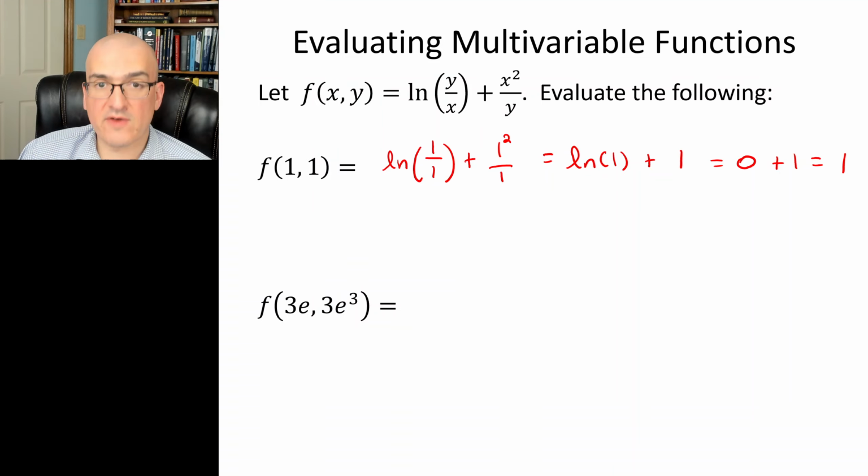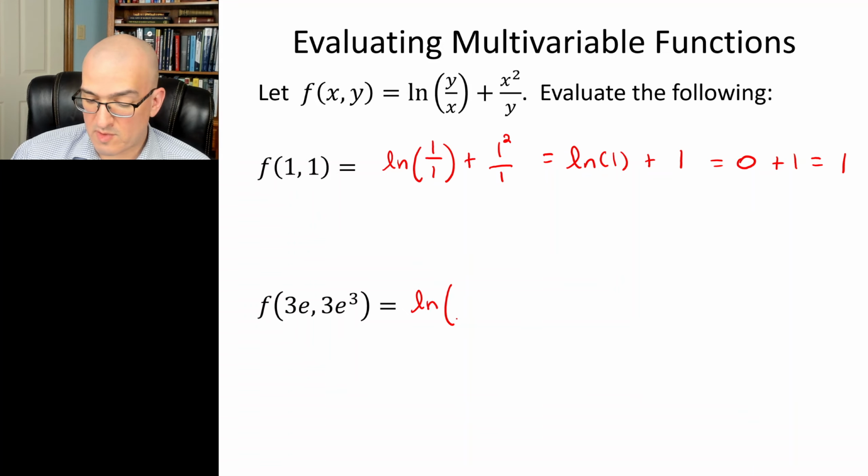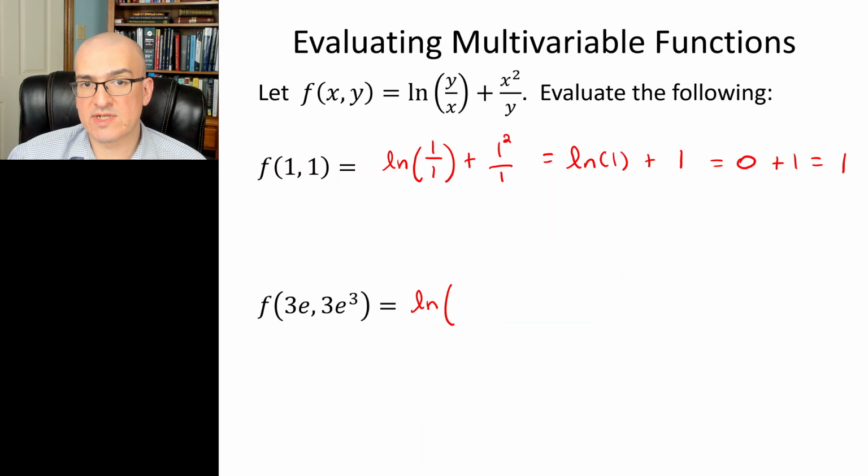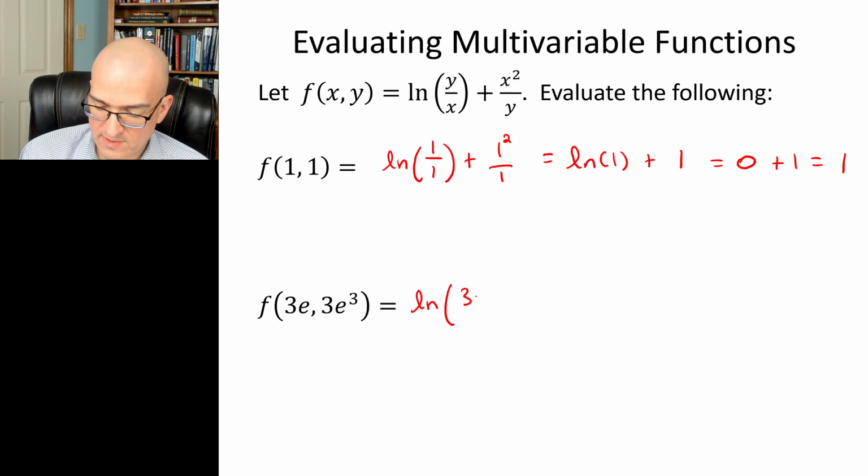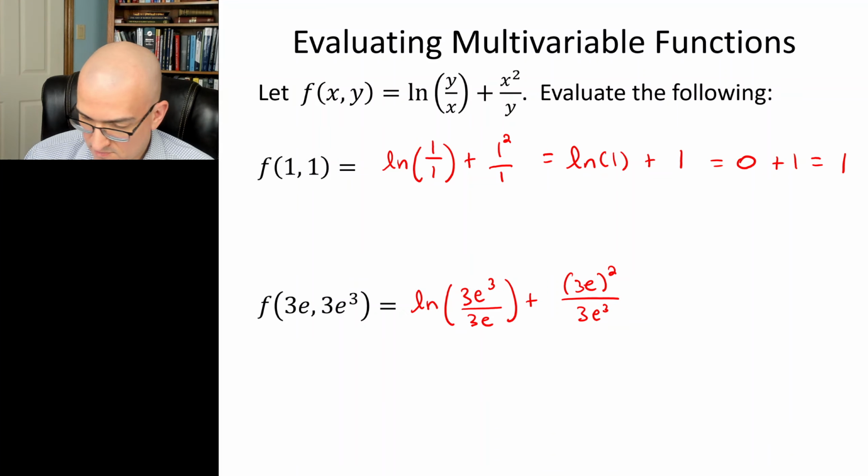Now the next one will be a little bit tougher. Make sure we put the right number in the right spot. So I'm replacing the y with the second number inside that bracket of the expression, replacing y with 3e to the power of 3. And then replacing the x by the first number in the expression, 3e. And then plus, now x squared, so 3e all squared, divided by y, 3e cubed. And we'll simplify. We have the ln, the 3's cancel. We have e to the 3 divided by e to the 1. Those exponents subtract. We'll get e to the power of 2.